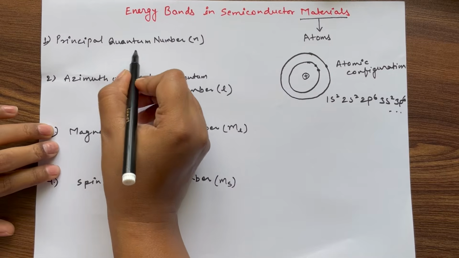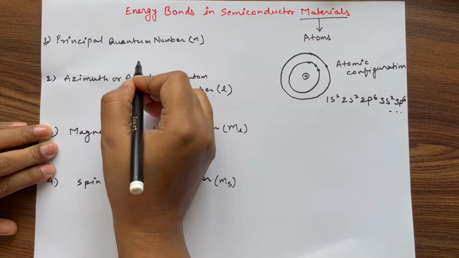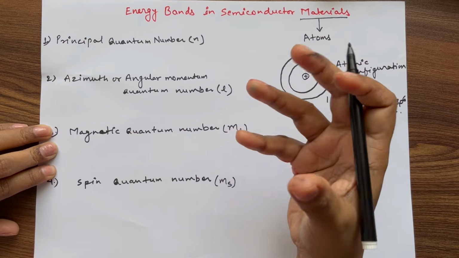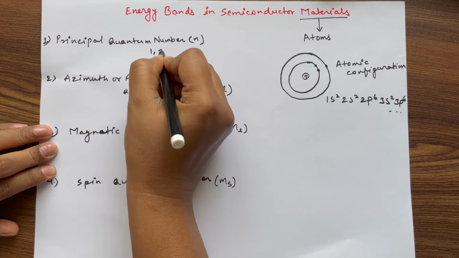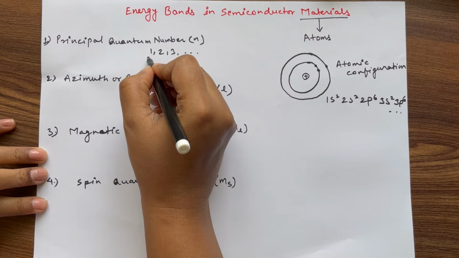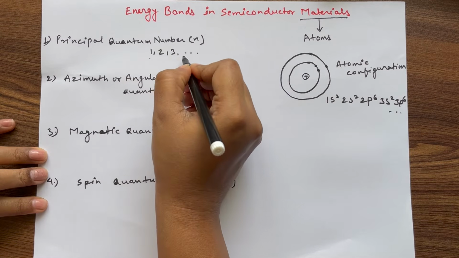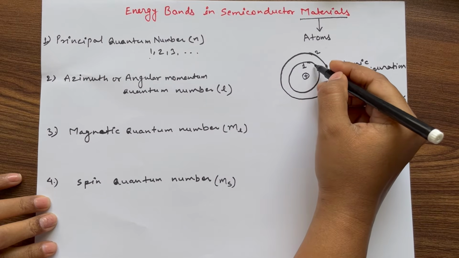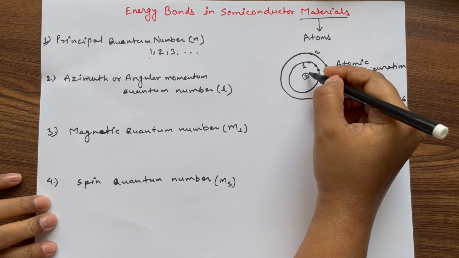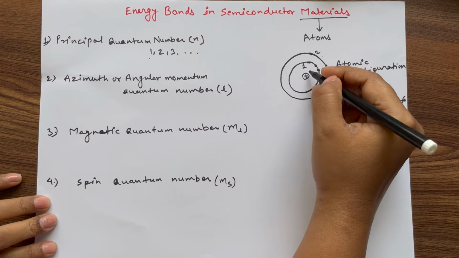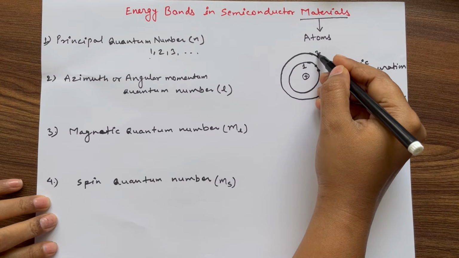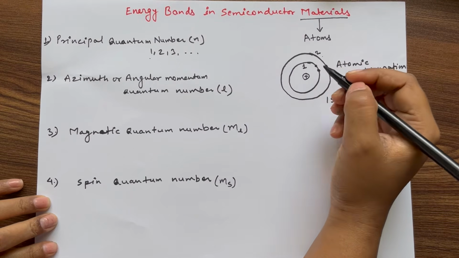The principal quantum number describes the energy level of the electron and its distance from the nucleus. It can be any positive integer like 1, 2, 3, 4, like that. A lower number indicates a lower energy level and a higher number indicates a higher energy level. Here, the higher the number, the higher the energy level and the greater the distance of the electrons from the nucleus. For example, n equals 1 represents the first energy level, n equals 2 represents the second energy level, and so on.